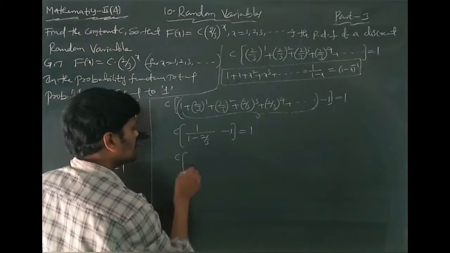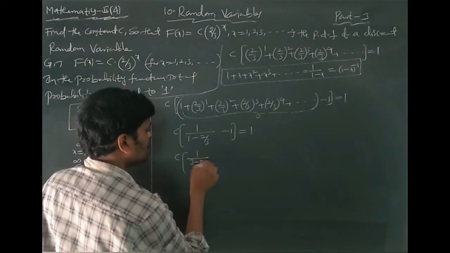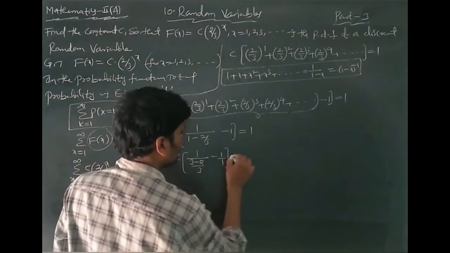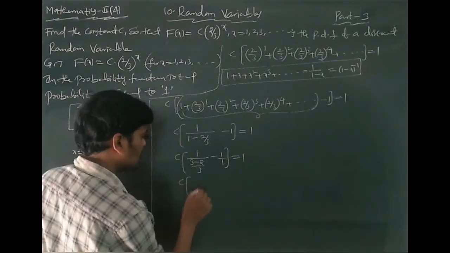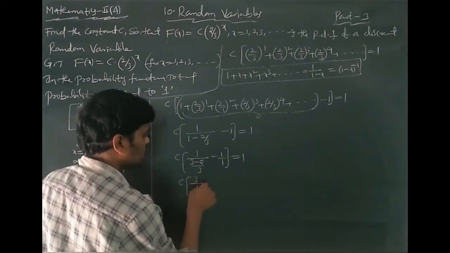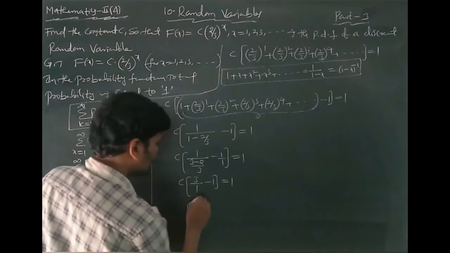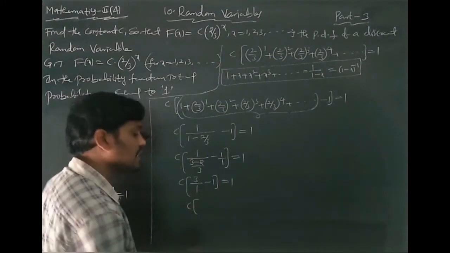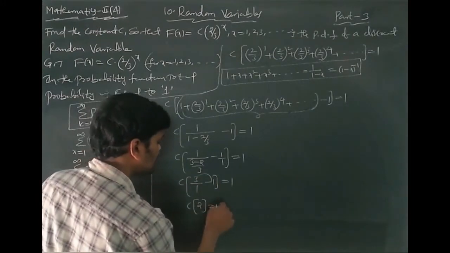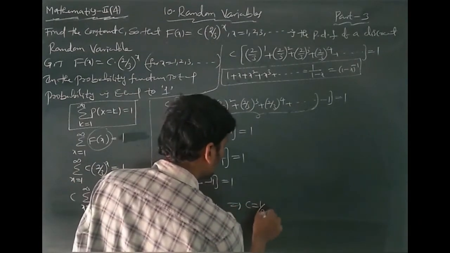After that, c into [1 by (1 minus 2/3)] minus 1 is equal to 1. You can write c into [3 by (3 minus 2)] minus 1 is equal to 1. c into (3 by 1, nothing but 3) minus 1, 3 minus 1 how much? 2, so 2c is equal to 1. You get c value as 1 by 2.